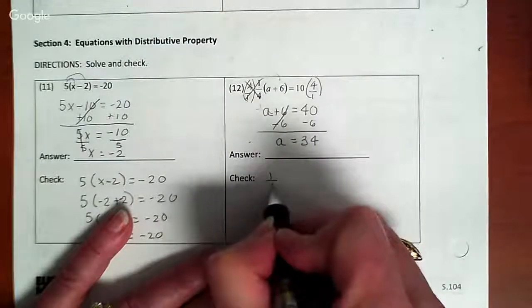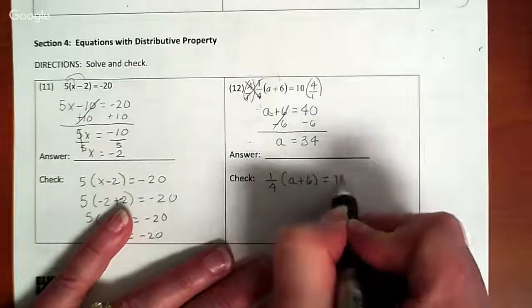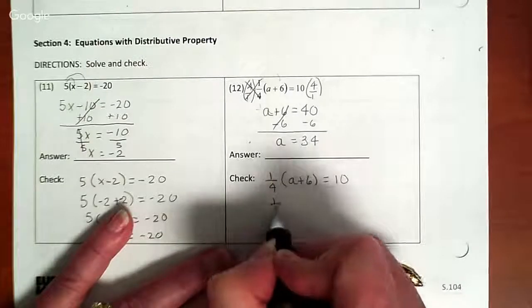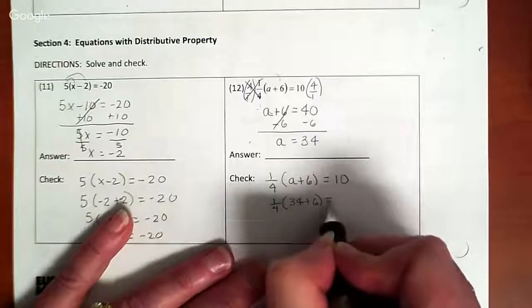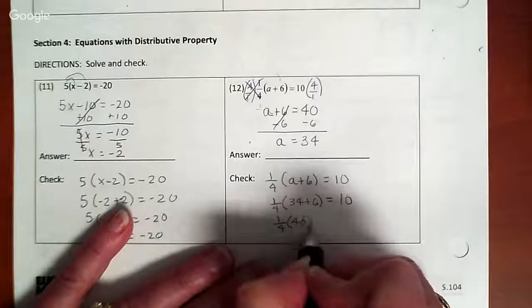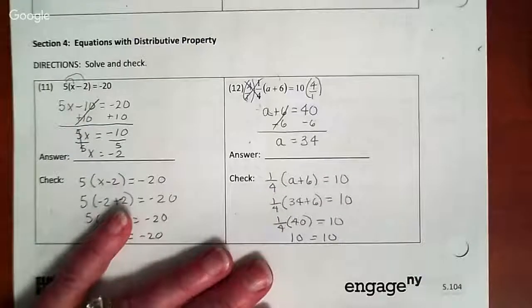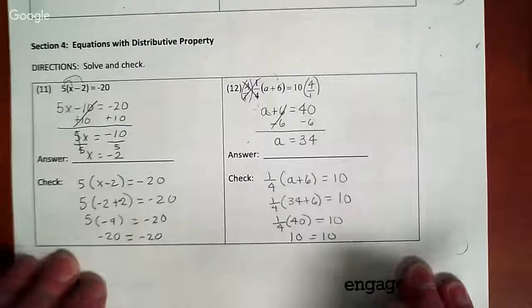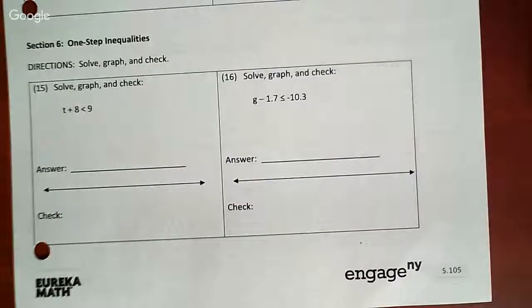So now I have 1/4 A plus 6 equals 10. So I have 1/4 times 34 plus 6 equals 10. So 1/4 times 40 equals 10, or 10 equals 10. Okay, so that takes care of the distributive property problems. Now we are going to continue to our combining like terms.